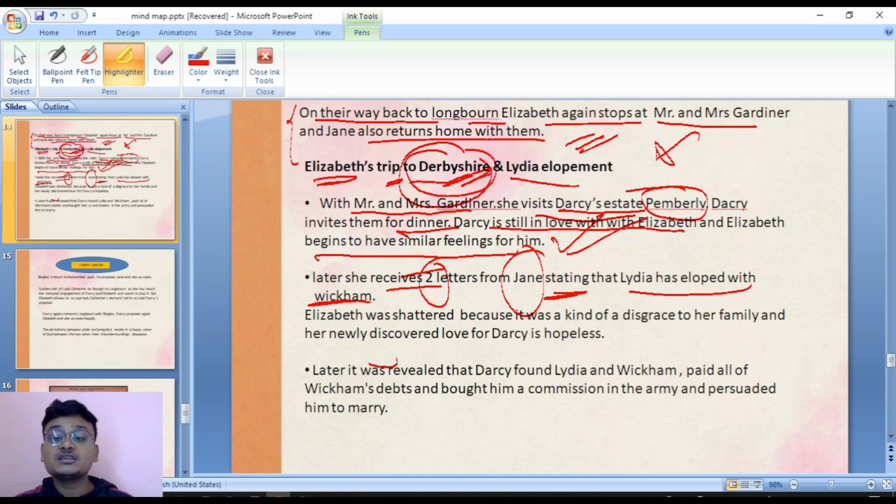Lydia, who was the youngest daughter, ran away with Wickham, the militia officer. Hearing this, Elizabeth became very exhausted and upset, because for her it was a kind of disgrace to her family.